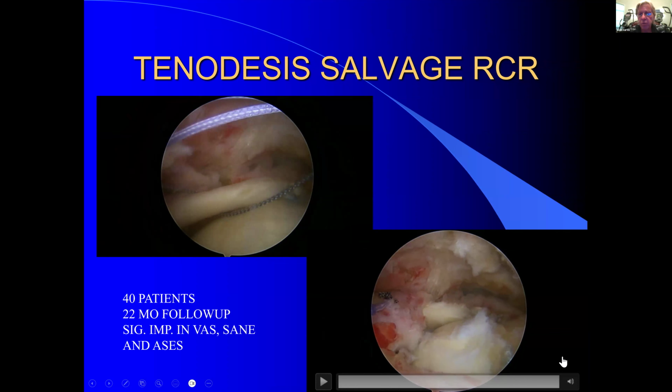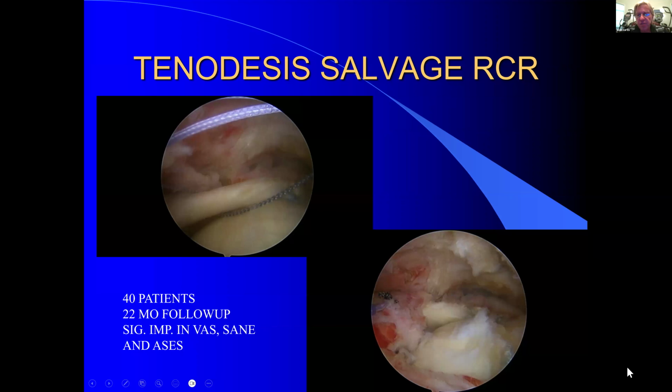And so we've looked back on these, and we looked at the first 40 with 2-year follow-up now, and had significant improvement in pain and function. And we didn't even cover the whole head. It's more about getting the balanced repair.